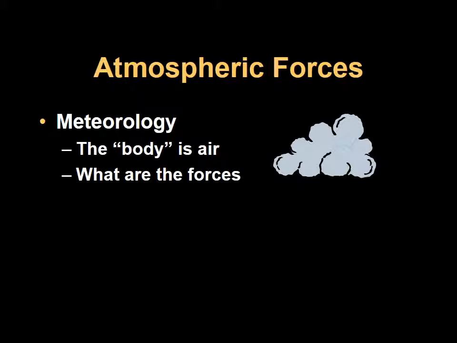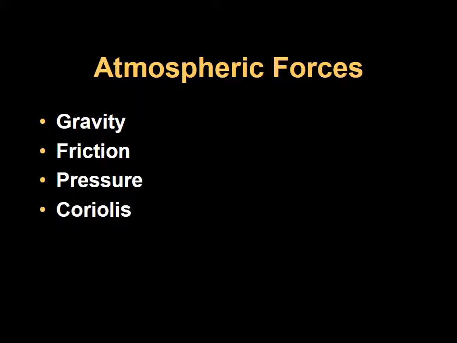In meteorology, the body that we're talking about is the air. The air is made of oxygen, nitrogen. It has mass. So what we're going to do is look at the forces that are affecting the air. In other words, what kind of forces are acting on the air? So here are the four forces we're going to talk about. We're going to start out with gravity, work our way into friction, and then spend some time discussing pressure and pressure gradient force, and then finally an apparent force, which is Coriolis.